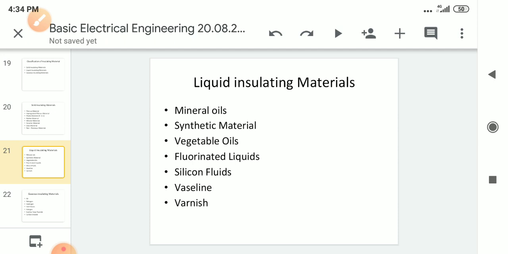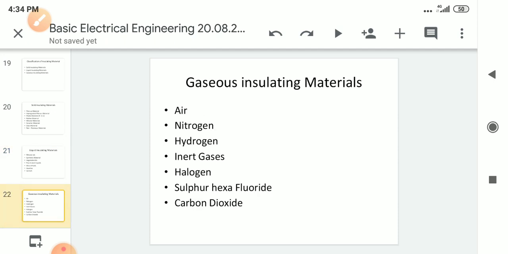And the last one is gaseous insulating material. Air, nitrogen, hydrogen, inert gases, neon, argon, mercury vapor, sodium vapor. Just remember where we used inert gases. We used them in the metallic filament lamp in your previous chapter itself. There the lamp is filled with inert gases like argon. That lamp is completely filled. Right? Okay. Halogen, sulfur hexafluoride.